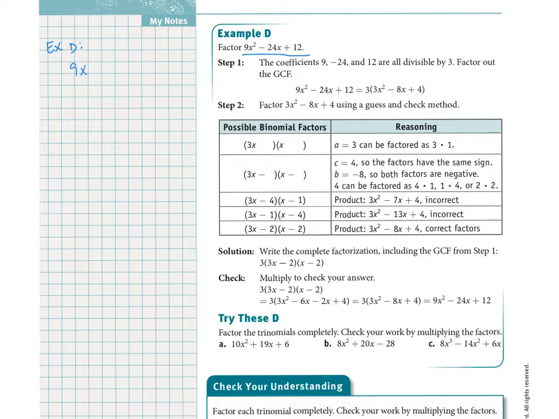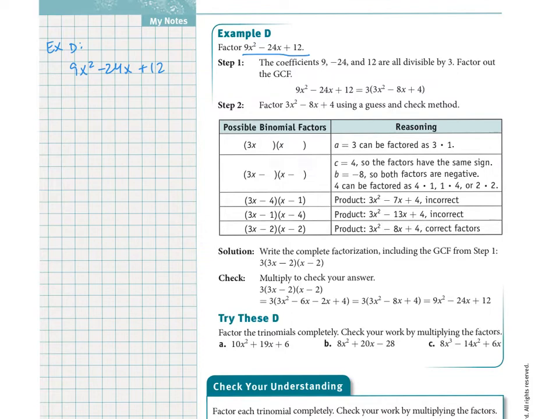We're going to have 9x squared minus 24x plus 12. Now, as we approach problems from here on out, something that we're going to have to keep an eye out for is greatest common factor. Usually we only worked with greatest common factor by itself. We haven't seen greatest common factor paired with too many other things. But in this case, we're going to have to do greatest common factor first before anything else.